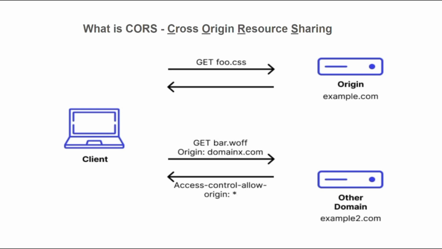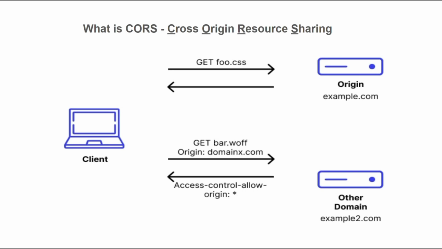So basically, on the screen you are seeing the client, and consider the client has the domain called example.com. From the example.com domain, the client is asking for one file called foo.css from the backend server. In the backend server, we have implemented CORS and assigned the example.com domain as the origin. So CORS will understand that the client is asking from example.com and we have the origin as example.com, so we can share the resources.